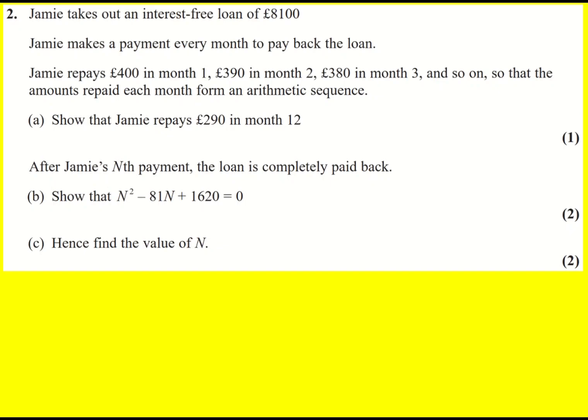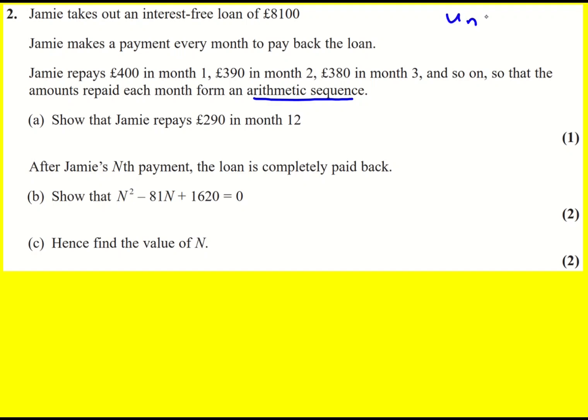Jamie takes out an interest-free loan of £8,100 and makes a payment every month to pay back the loan, repaying 400, then 390, then 380, and so on, creating an arithmetic sequence. I have to show that Jamie repays £290 in month 12.